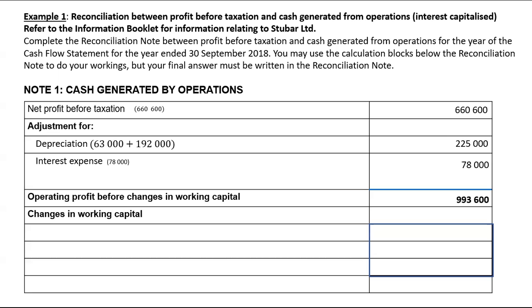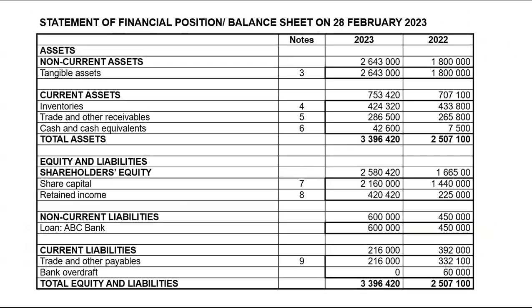I'll just work step by step. The next item that I need to take into account here will be my inventory. I will note that at the end of the current year, it is 424,320. At the beginning of the year, which is the end of the previous year, it was 433,800. And you will notice that inventory went down.